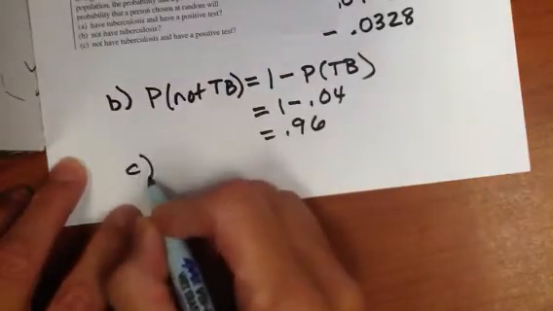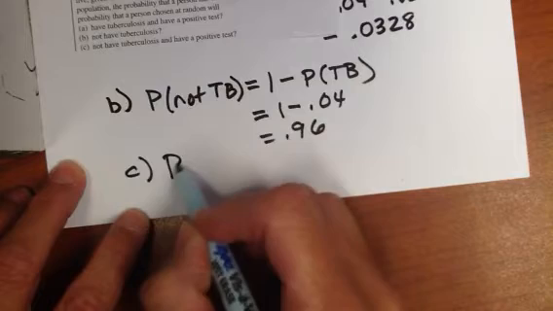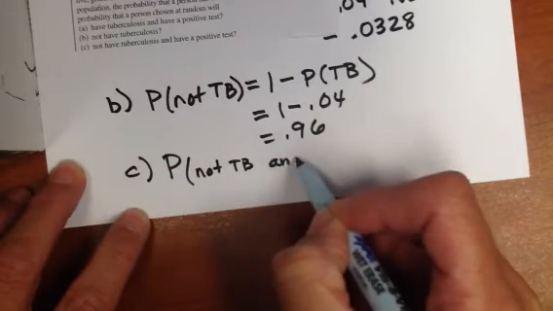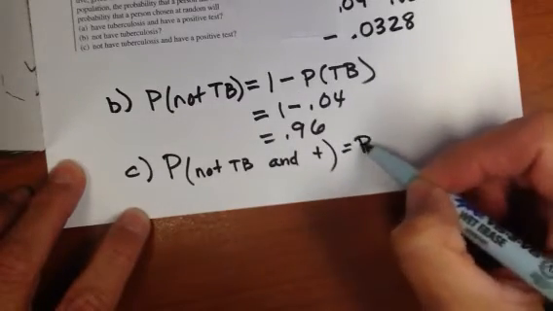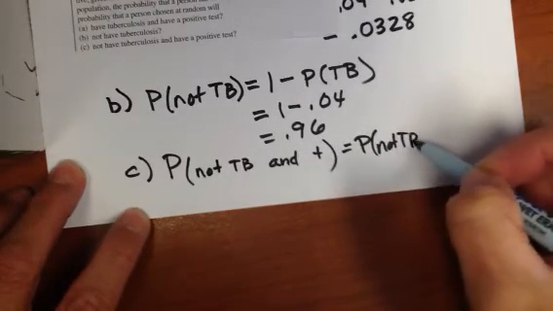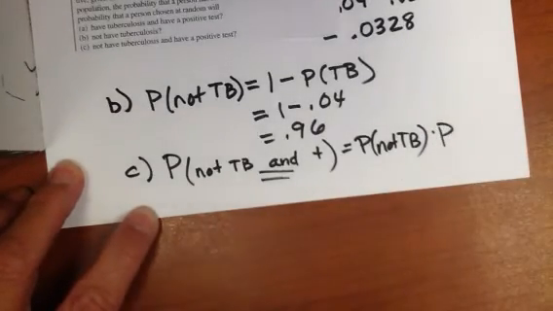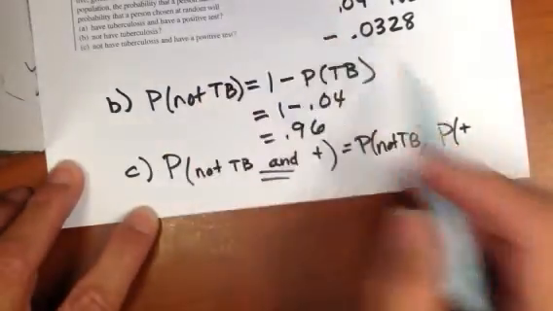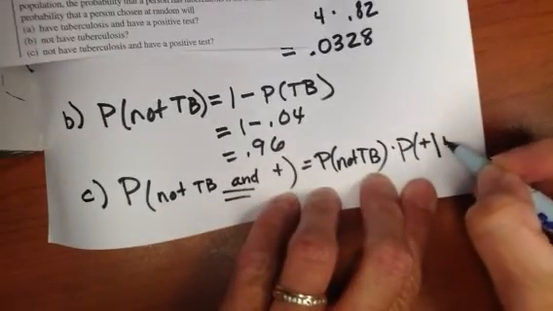Okay, and then part C says, what's the probability they do not have tuberculosis and the test was positive? So I'm going to say not TB and positive. Okay, so this is the probability of not TB. Because it's and, I'm going to do multiplication. Probability of the other event positive, but since it's dependent, I'm going to say given not TB.